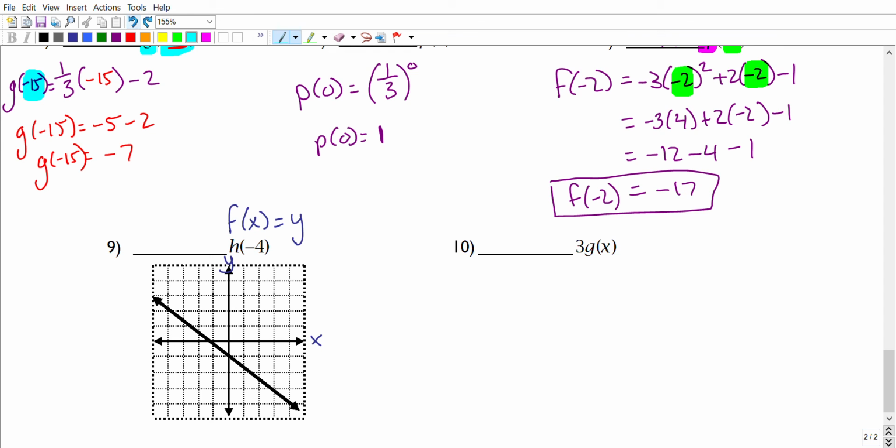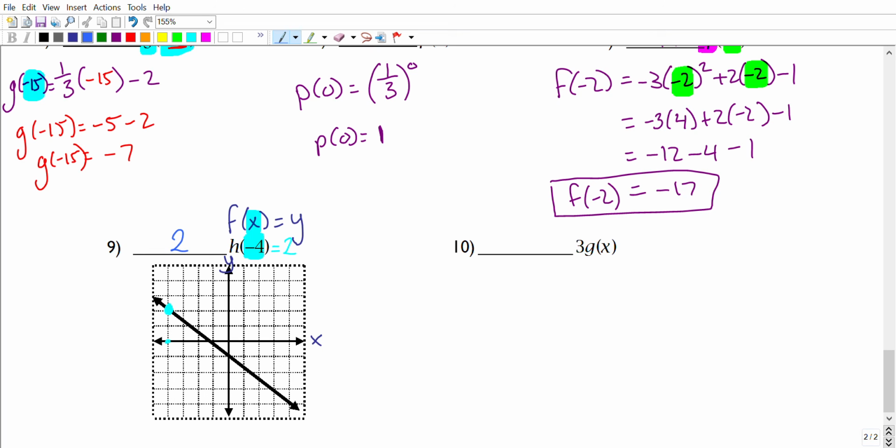So if f of x equals y, then this number in here is my x. So on my graph, I'm going to go look for where x equals negative 4. So that is right over here. 1, 2, 3, 4, right around there. But I actually want to find my graph because I want to know my y value. So I have to go up right there. How many values did I go up? I went up 2. So my answer here is exactly 2.